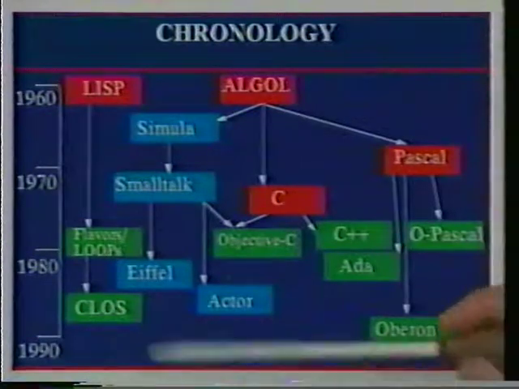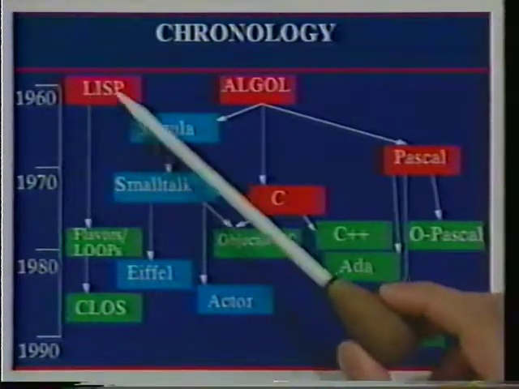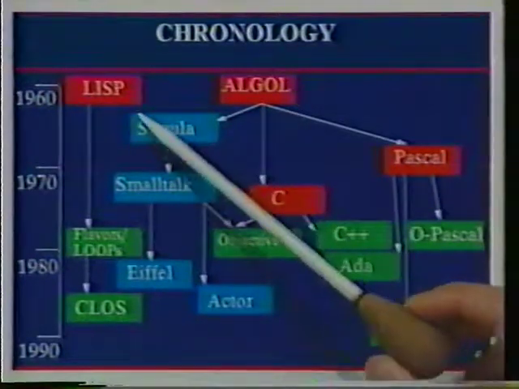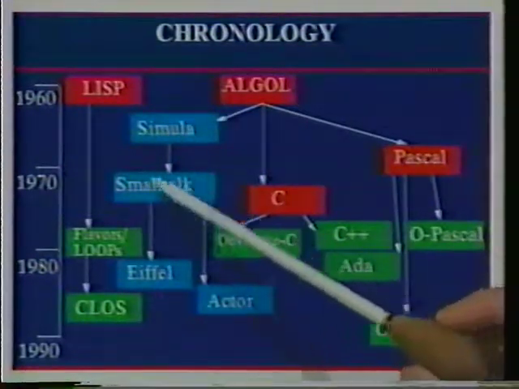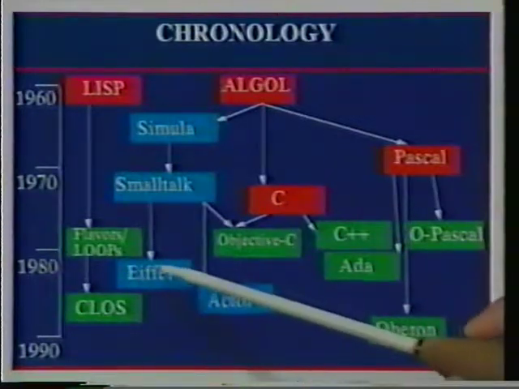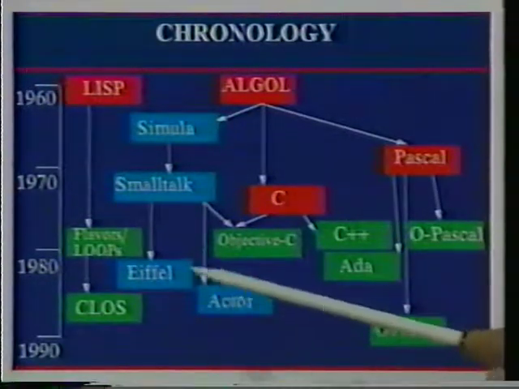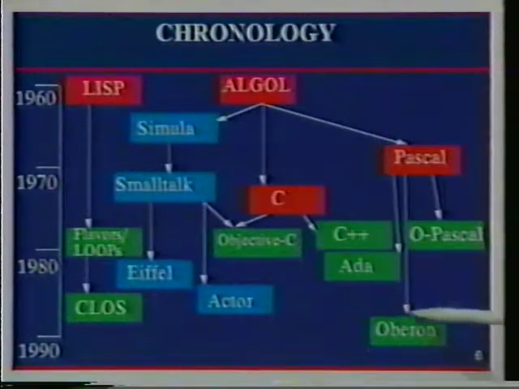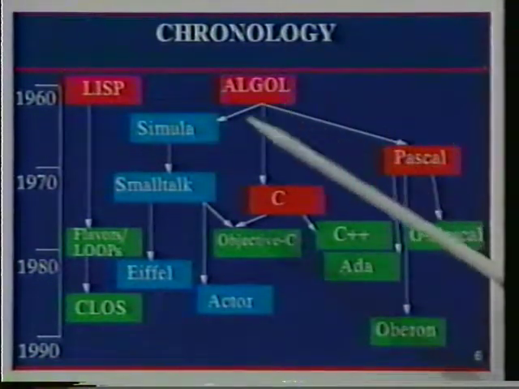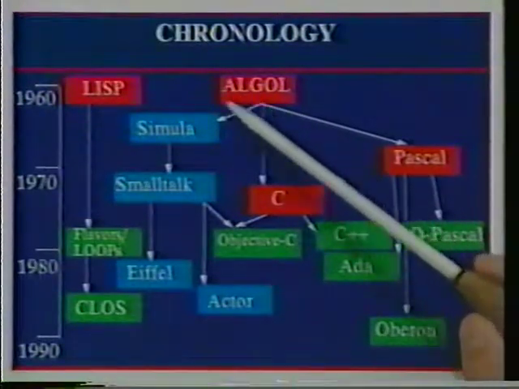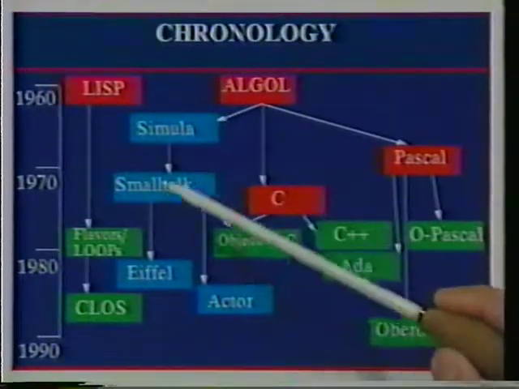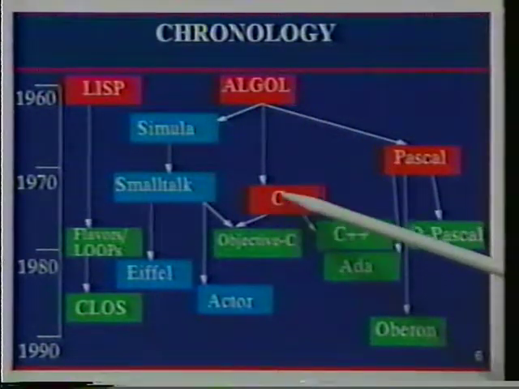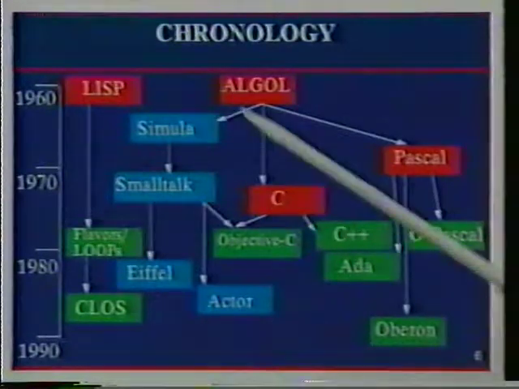In this diagram, the red boxes indicate non-object-oriented languages. The cyan boxes indicate the pure object-oriented languages, and the green boxes indicate the hybrid object-oriented languages. So, in terms of the evolution of these languages, Simula, Smalltalk, and Eiffel evolved from ALGOL, C evolved from ALGOL, and C++ evolved from C.